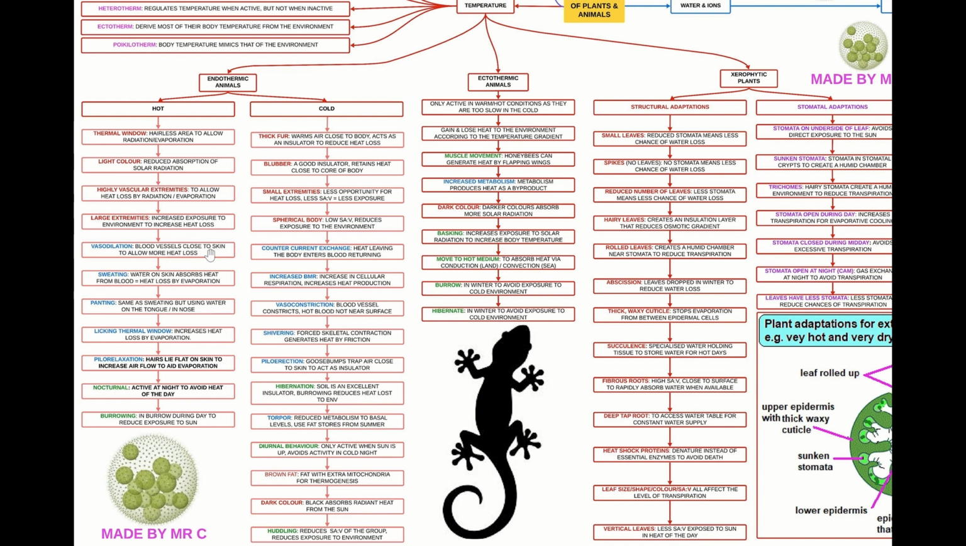Sweating is when a layer of water is put onto the surface and then heat allows the water to change phase, and when the water as a vapor leaves, it also takes the heat with it. Panting is the same as sweating, but it's on the tongue and nose. Licking thermal windows is like sweating, but it involves a kangaroo licking its forearms. Piloerelaxation is when the hairs lie flat on the skin and allows airflow to increase evaporation.